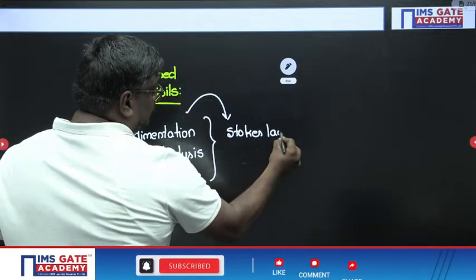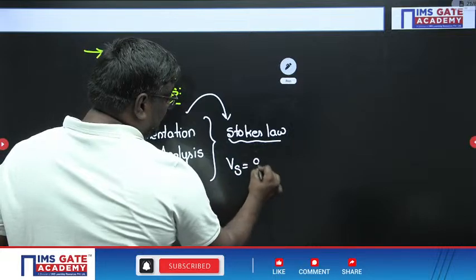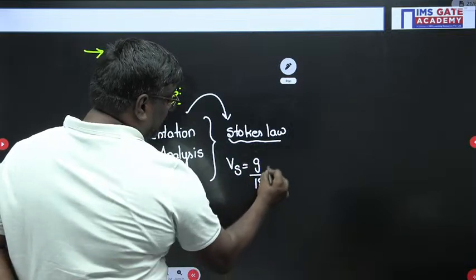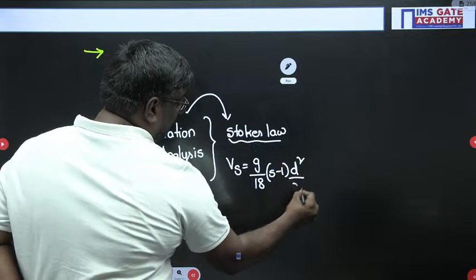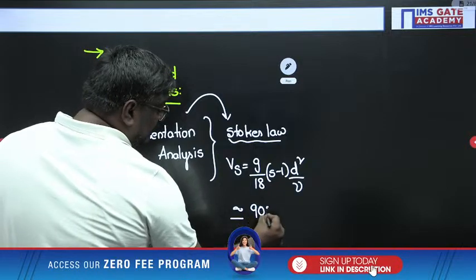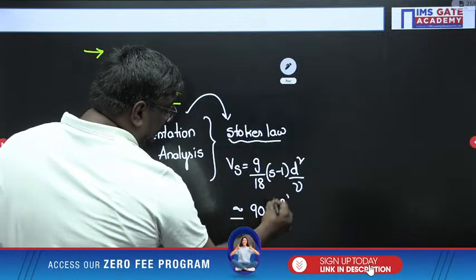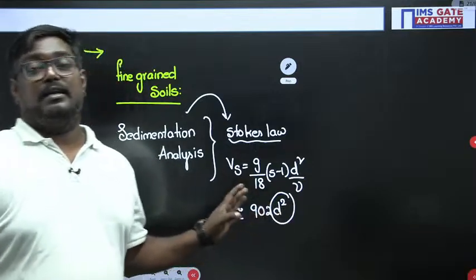And here Stokes law is based on settling velocity, which is equal to g/18 into (G_s - 1) into particle size squared upon viscosity. This can also be approximately written as 902 d squared, where d is substituted in mm and velocity you will get in mm per second. This is the formula.